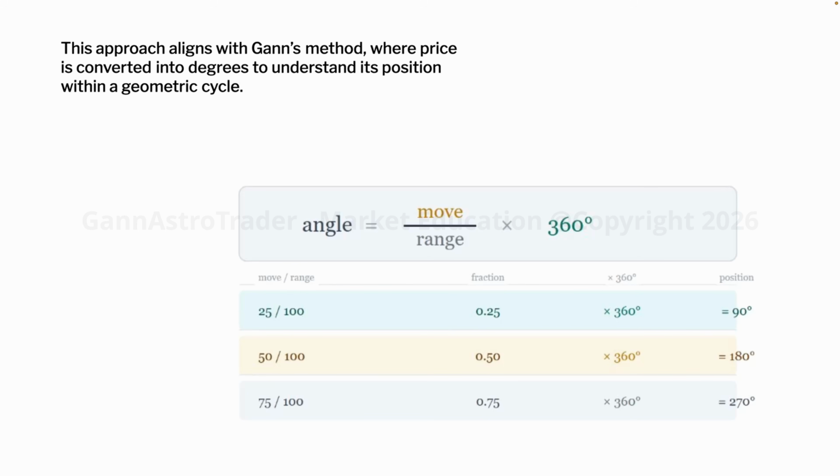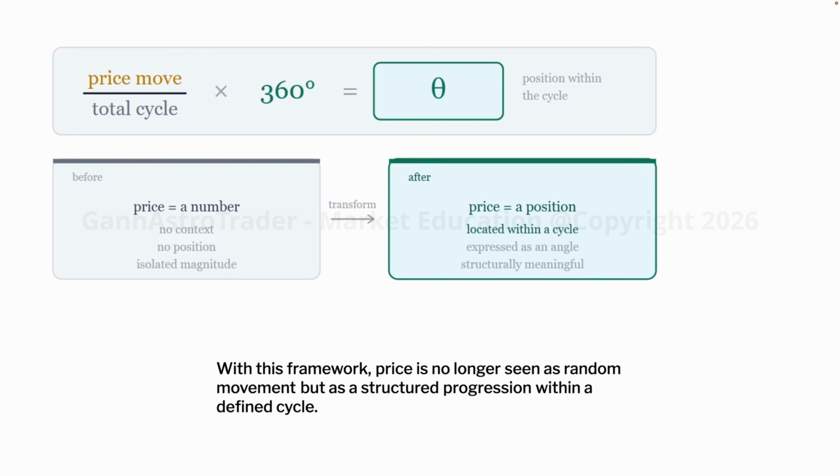Gann often converted price into degrees to understand where the market stood within a cycle. He treated price as position, and position as something that could be measured geometrically. Without this framework, we see price as random fluctuations. With it, we begin to see structured progression. We're no longer asking where price will go, but where it currently exists within its cycle.